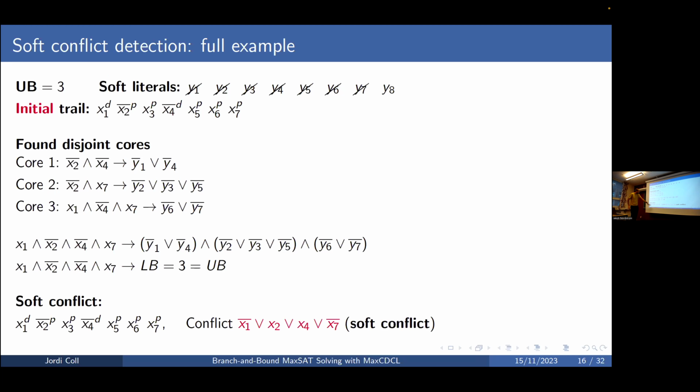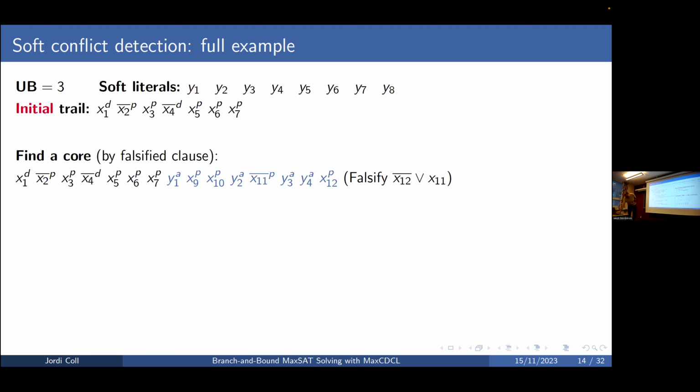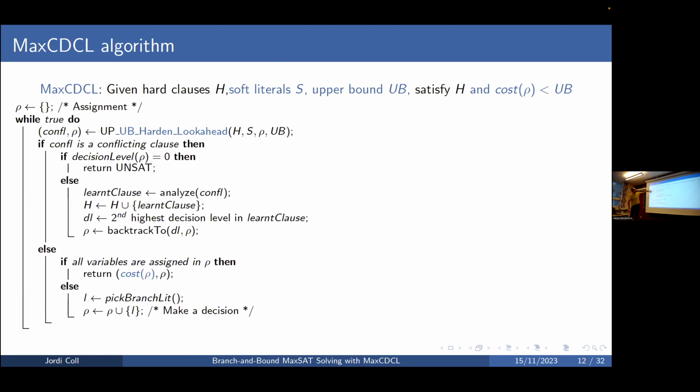Also notice, and now I go back to here, the initial trail. This clause is falsified by the initial trail. It doesn't matter what I have done during lookahead. When I go back to the starting point, I have a new clause that is falsified by the current assignment. So I can just put this clause into the basic conflict analysis of CDCL to learn a new clause. That's the point. Summing up, if I go back to the algorithm, I have just obtained a conflict that later will be integrated into CDCL.